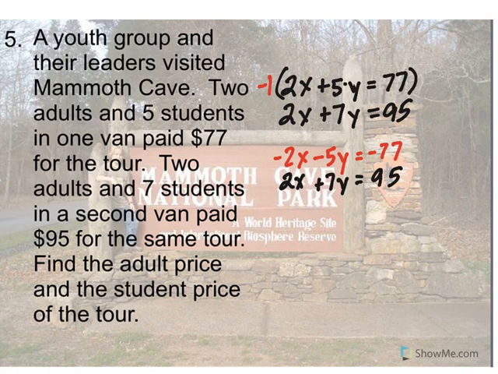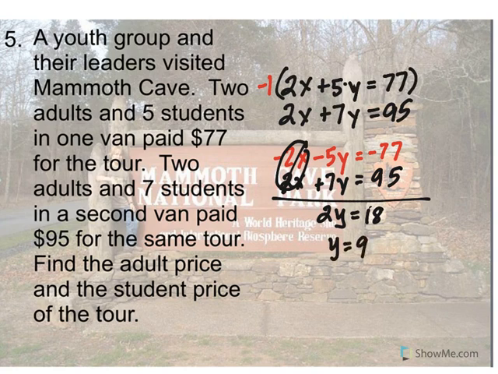And then we'll eliminate. So we'll combine. The x's go away. Negative 5y plus 7y, that's positive 2y. Negative 77 plus 95, that's going to be positive 18, which means y is equal to 9. So the cost for a student ticket was $9.